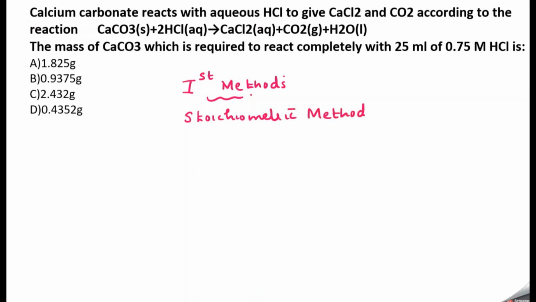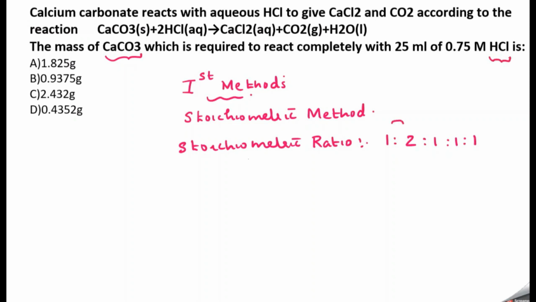Now, as per the stoichiometric method, we know that the equation should be balanced. So the stoichiometric ratio here is 1 is to 2 is to 1 is to 1 is to 1. Correct? This is the stoichiometric ratio. Now, which terms are we supposed to link? We need to link between calcium carbonate and hydrochloric acid. So we will speak only with respect to these two terms.